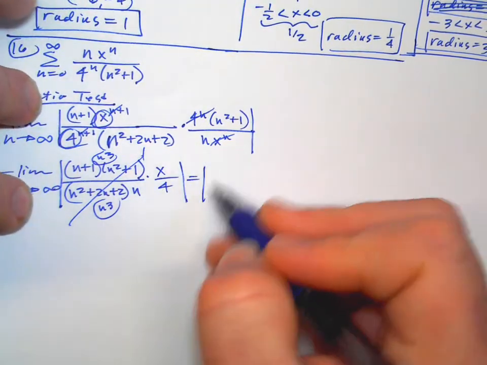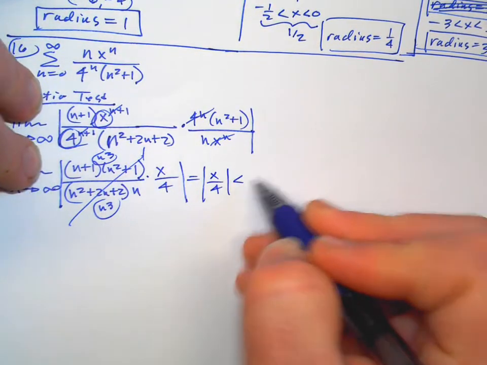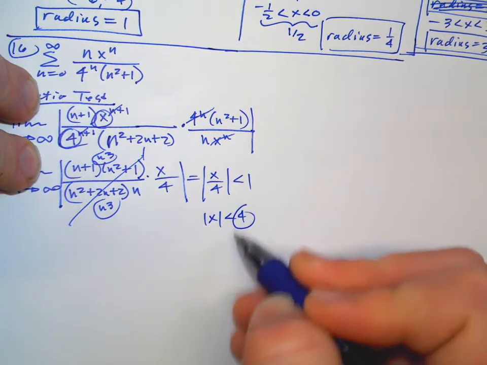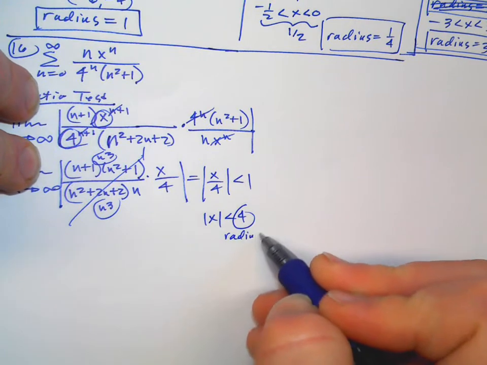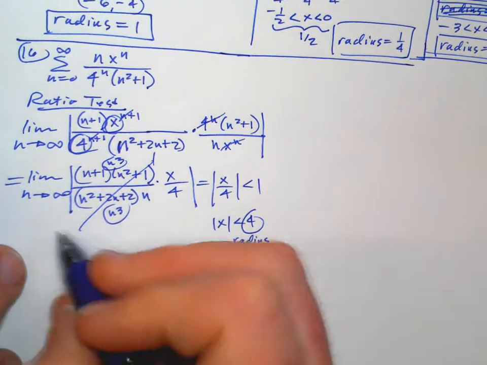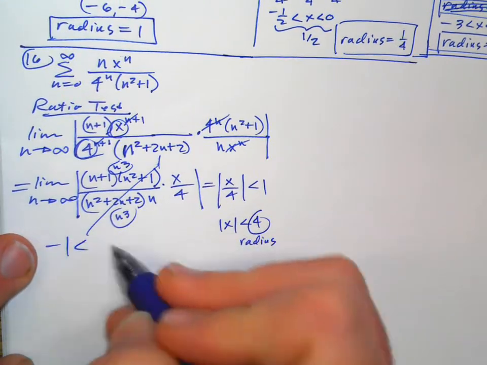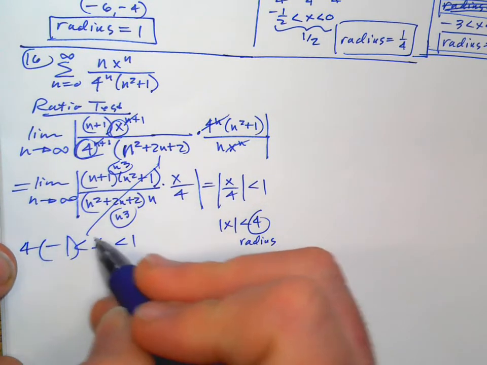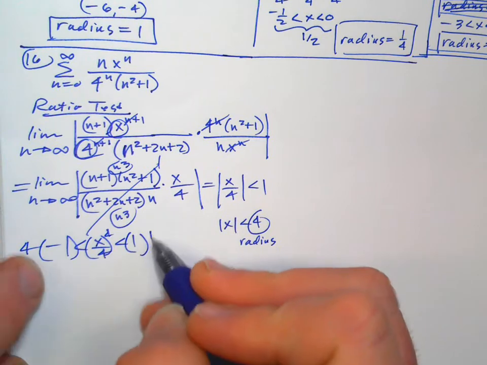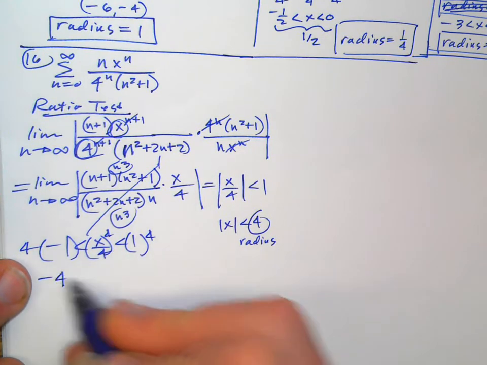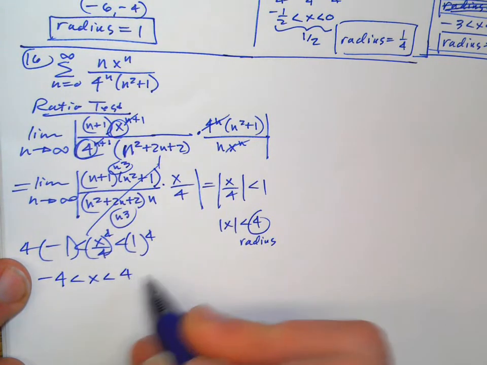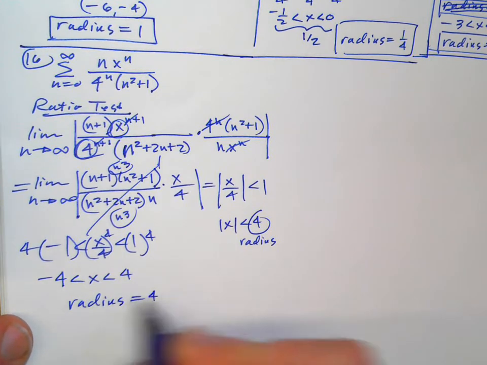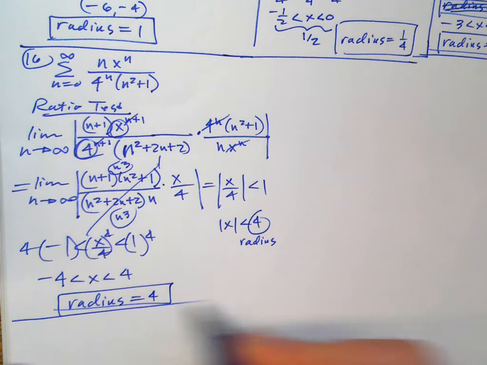So we're going to get the absolute value of x over 4 is less than 1. You could multiply both sides by 4 and get the radius and the center very clearly. Center is 0. Or you could do this, however, it works either way. So the radius is 4, half the distance between the endpoints of the interval of convergence.